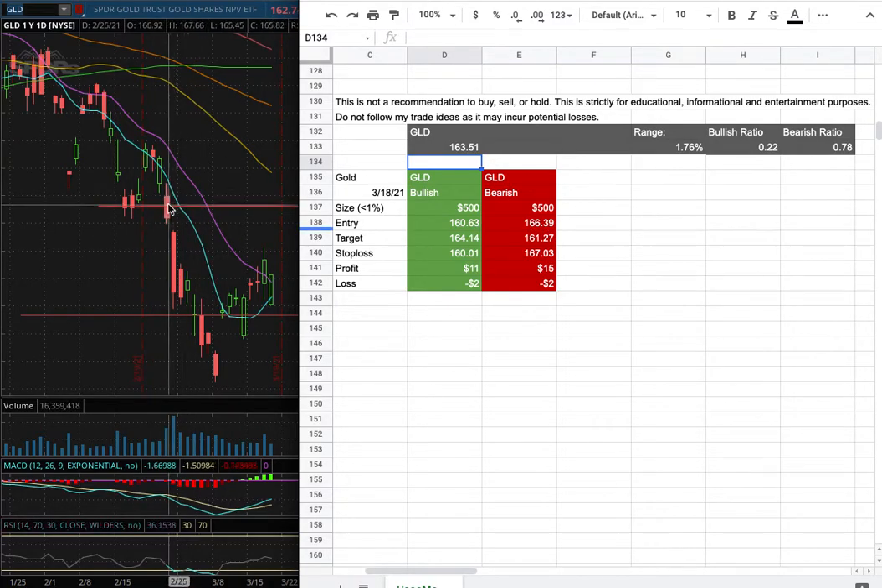However, if I were to open a short position, my entry is at $166.39, and that is this range here, and that coincides with previous support levels in the past, since we're below support that now act as our resistance. My sell target is at $161.27, and my stop loss is at $167.03. So whichever entry price were to hit first, that'll be my position of the week.